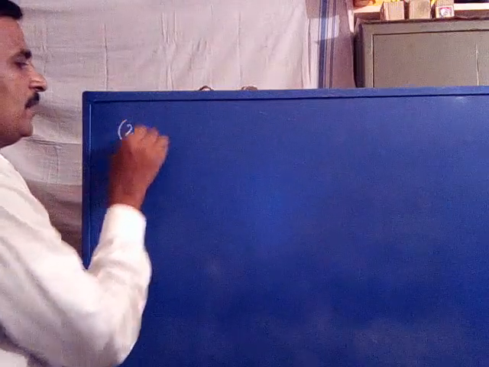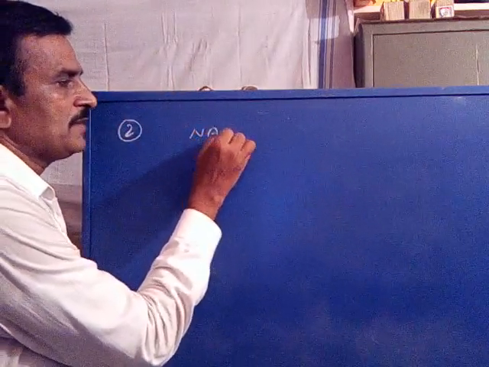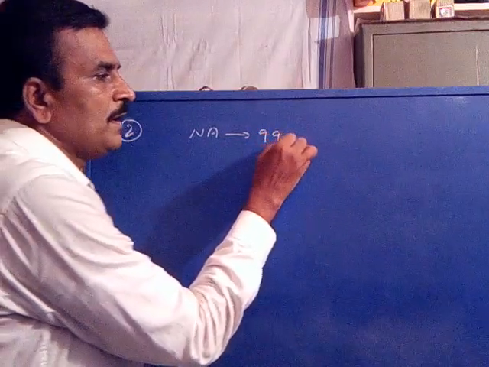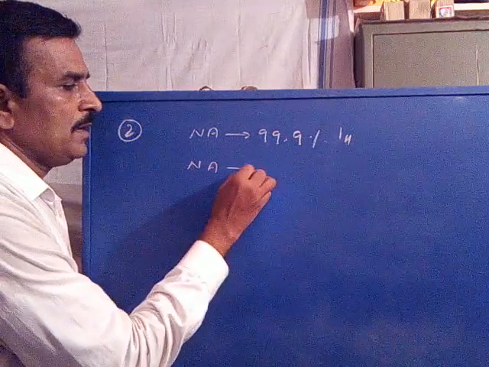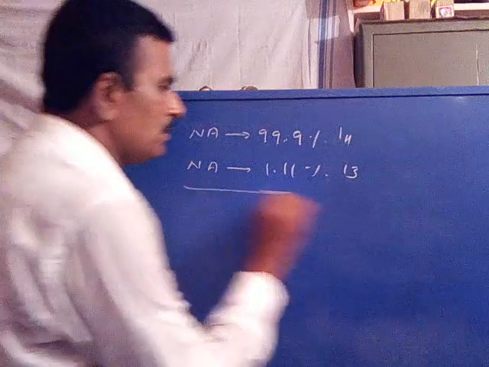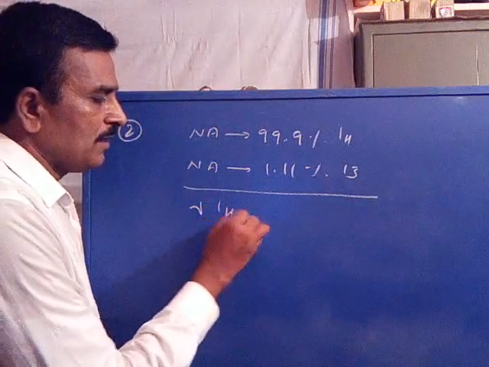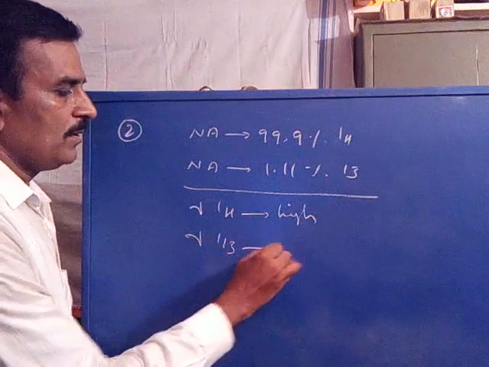Now, coming to the second comparison. Recording of a proton NMR spectrum is easy when compared with C13. That is, C13 spectrum recording is highly difficult due to low gamma value and low natural abundance. Natural abundance is 99.9% for proton. Natural abundance for carbon is only 1.11%. Together with that, the gamma value of proton is high, gamma value of carbon is low.